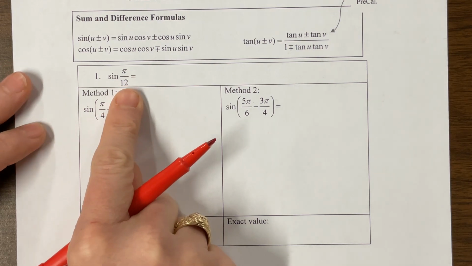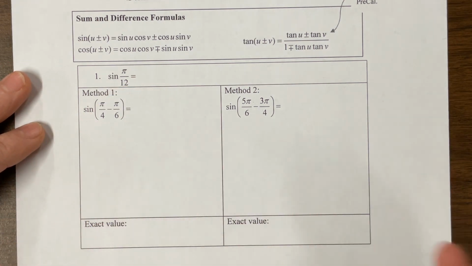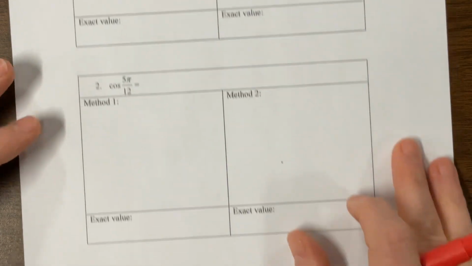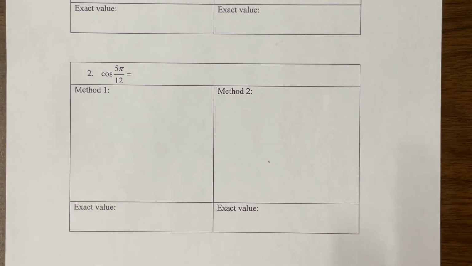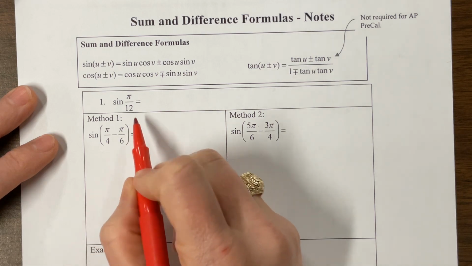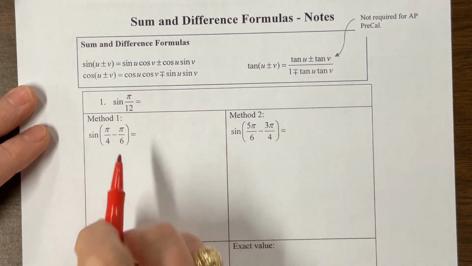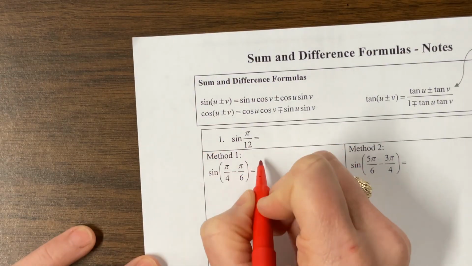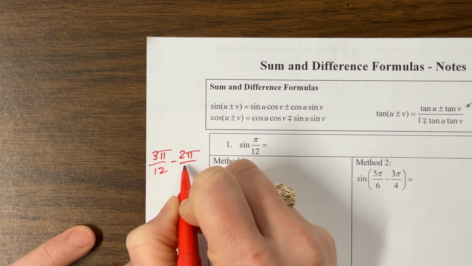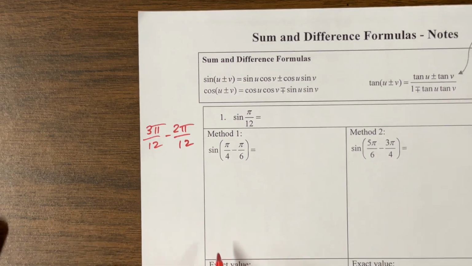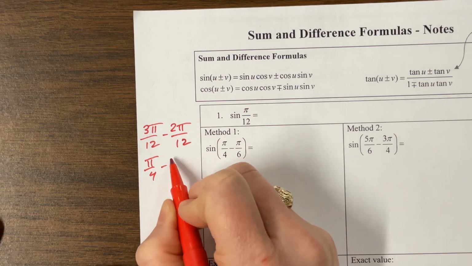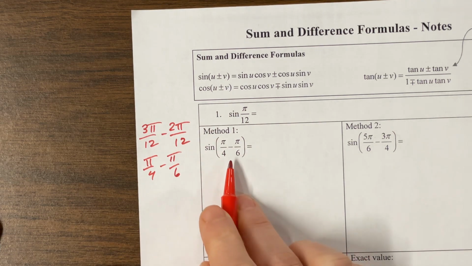We're going to use this to find sine or cosine of something that's not on the unit circle, but can be created from things on the unit circle. I have us doing each of these problems 2 different ways. You wouldn't obviously have to do that in the real world, but I wanted to show you what happens. How do I get pi over 12? I would get pi over 12 by saying 3 pi over 12 minus 2 pi over 12. Do those reduce to something that's unit circle friendly? 3 pi over 12 reduces to pi over 4. 2 pi over 12 reduces to pi over 6. And that's this scenario right here.